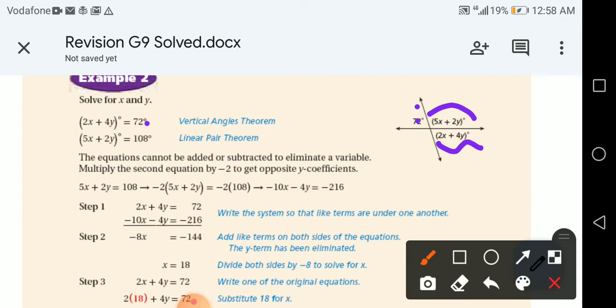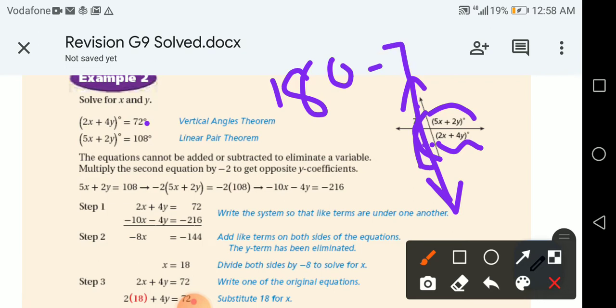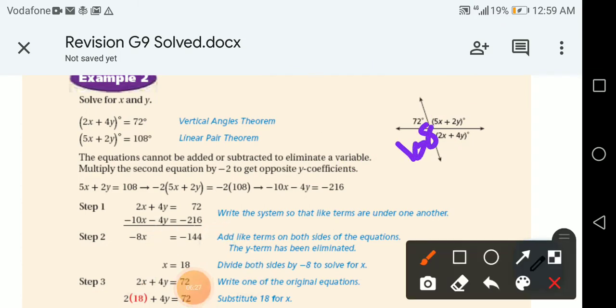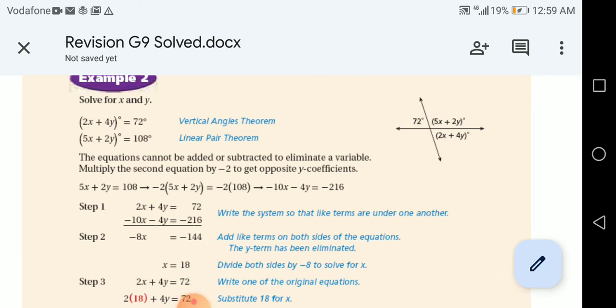So this is 72. What about this one? This will be 108, because I have supplementary angles. Here I have this one and I have supplementary angles. So 72 plus what gives me 180? I will say 180 minus 72. This gives me 108. Okay, guys? So if I know that this is 108, it's opposite to 5x plus 2y, they are equal to each other. So the two equations are ready now.